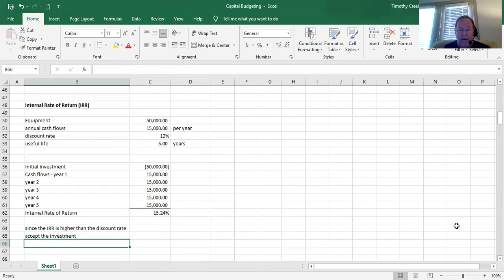Now, if the internal rate of return is less than the discount rate, if the internal rate of return was 20%, like the other example we looked at, then we would reject the investment because this investment would not be giving them a 20% ROI, or excuse me, a 20% discount rate.